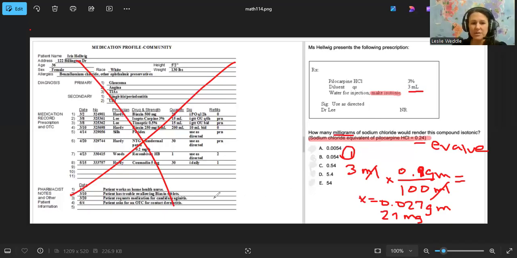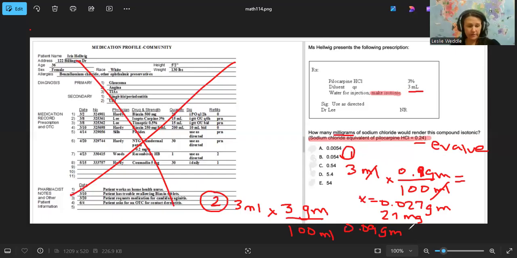So we're going to do a similar step to what we did in step one, but this time it's 3 mils of a 3% solution. How many grams of pilocarpine are in 3 mils of a 3% solution? So 3 times 3 divided by 100. I should be able to do that in my head. 0.09 grams. Let's change it to milligrams to match our units. 90 milligrams. Now, before we go and subtract 90 from 27, we have one more step.